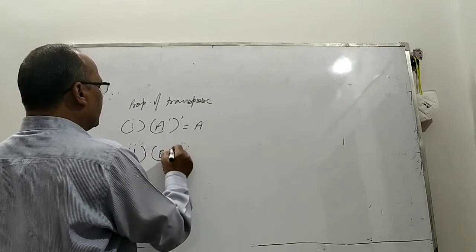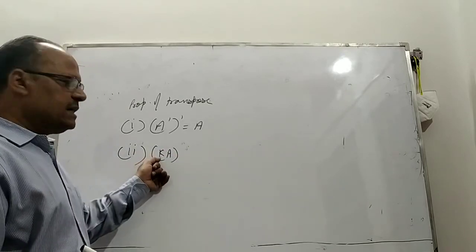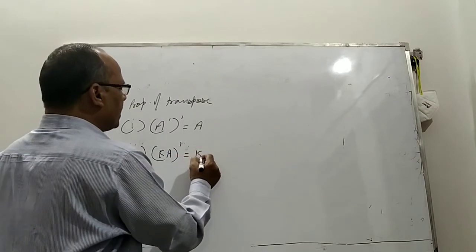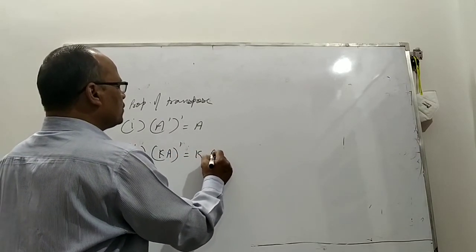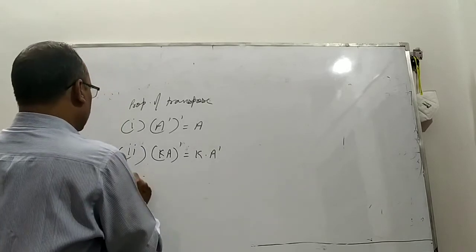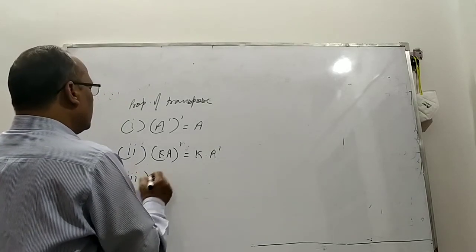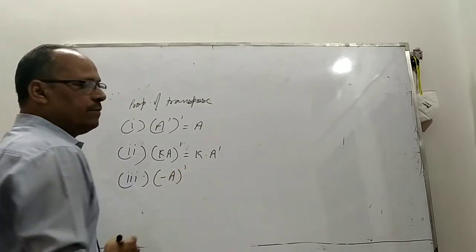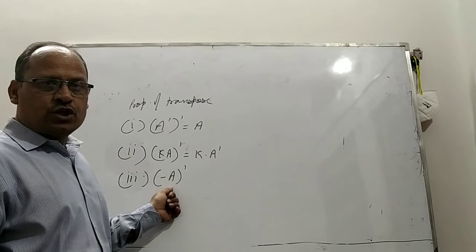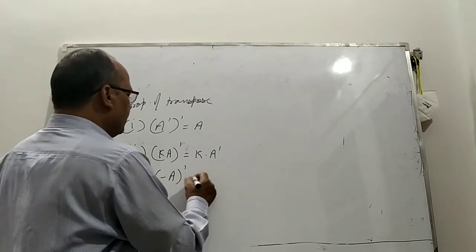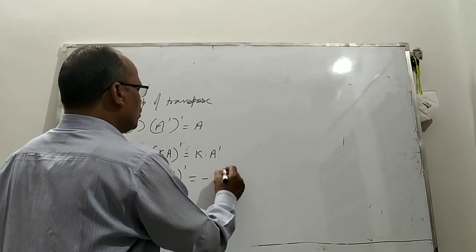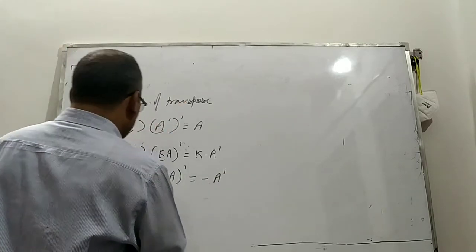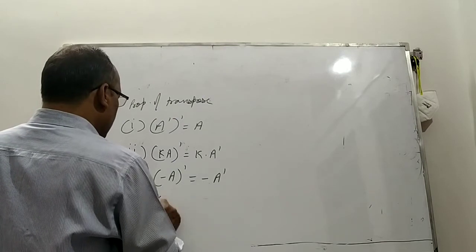Second, the derivation we are not giving. Transpose of kA, where k is a scalar multiplied with the matrix A. You are taking the transpose of this, then we can write this as k into transpose of A. Third, you are taking the transpose of a negative matrix, then it will be equal to minus transpose of the matrix A. This is clear?